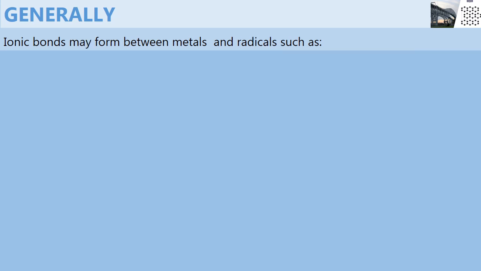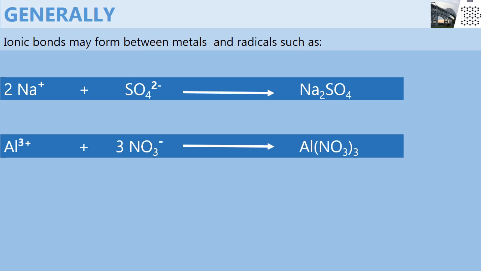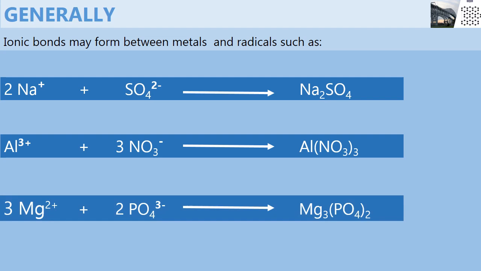Also, ionic bonds can form between metals and radicals. A radical such as sulfate radical. So sodium and sulfate radical combine to form sodium sulfate. Similarly, aluminium can combine with nitrate radical to form aluminium nitrate. Magnesium can combine with a phosphate radical to form magnesium phosphate.